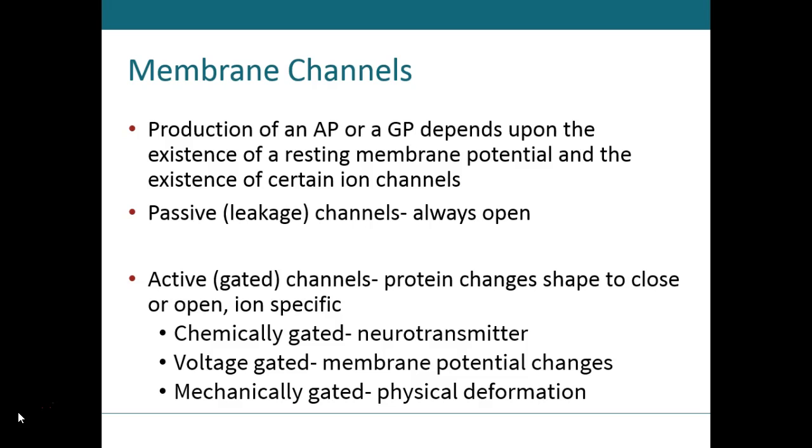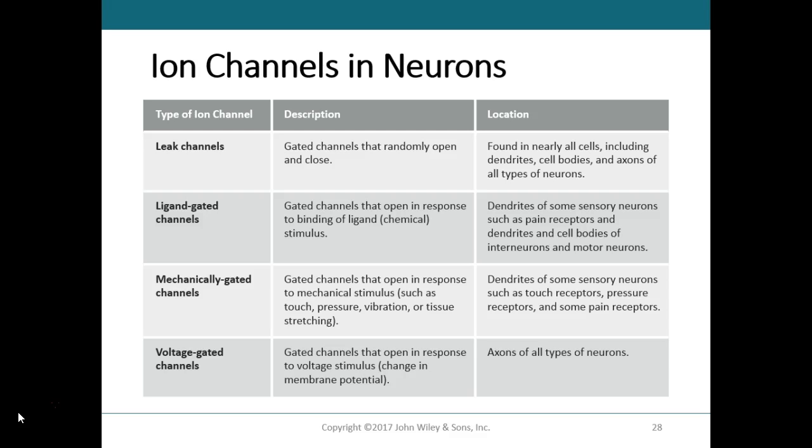Active or gated channels have to be opened because they're ion specific, and something has to change in order for them to open. So chemically gated active channels, excuse me, are going to be stimulated to open by neurotransmitters. Voltage gated will be stimulated to open when that membrane potential changes, and mechanically gated channels will open because of some type of pressure or vibration, or something stimulates mechanically those receptors. So on the next slide here we have just an overview of these types of channels.